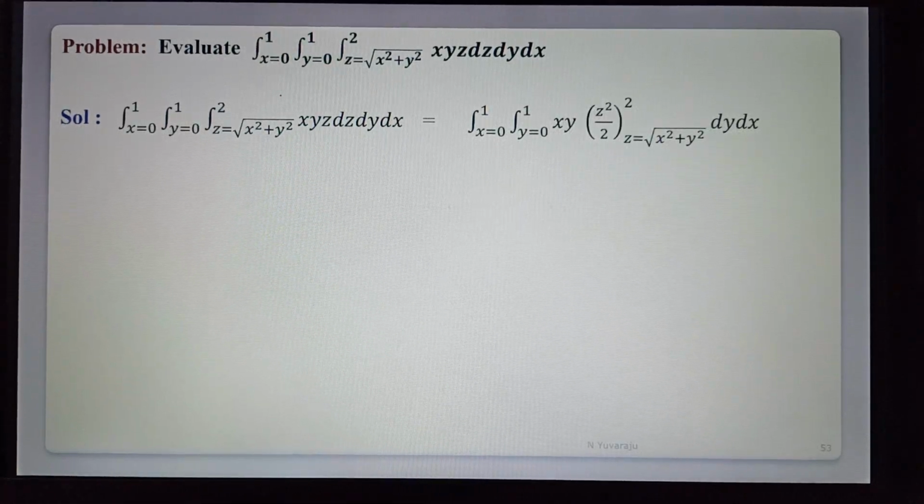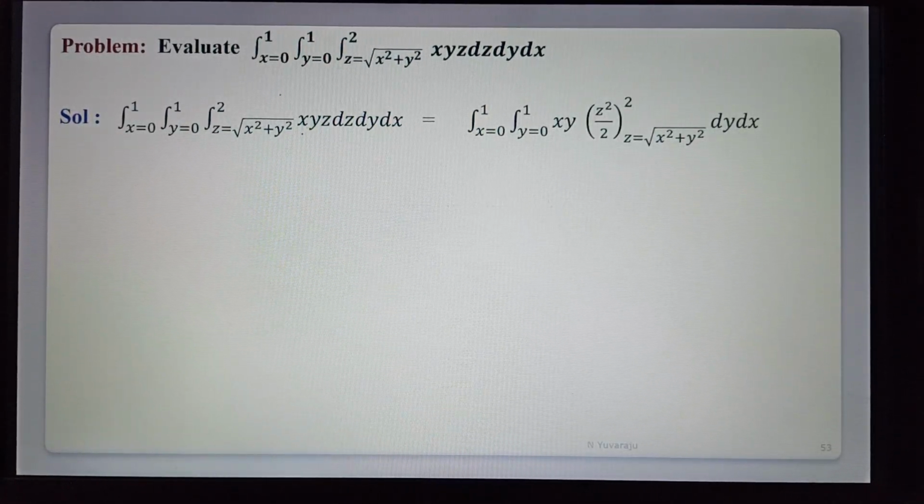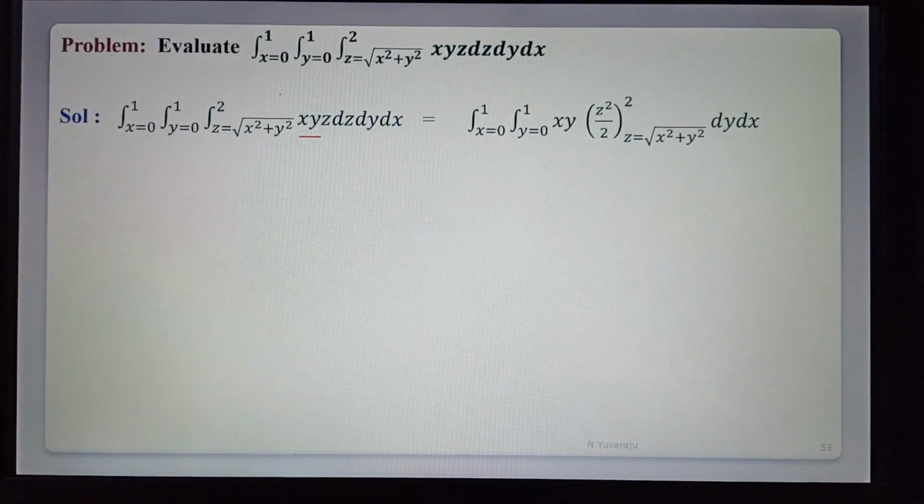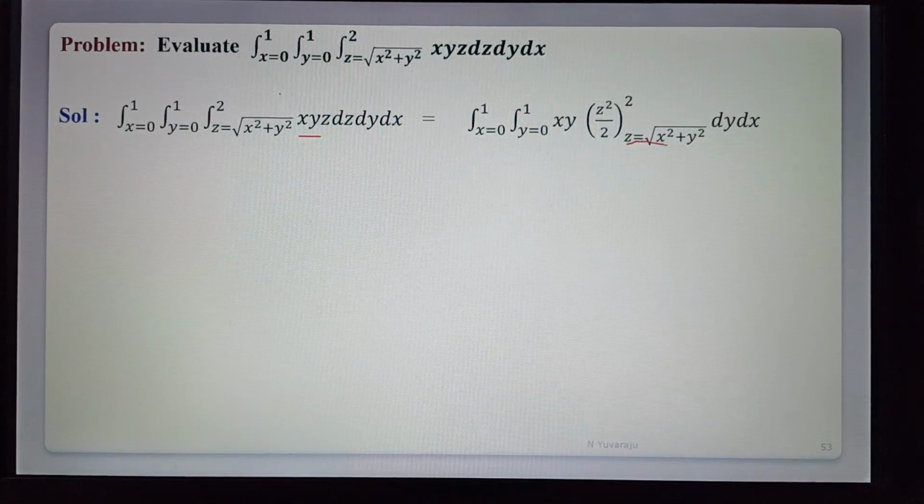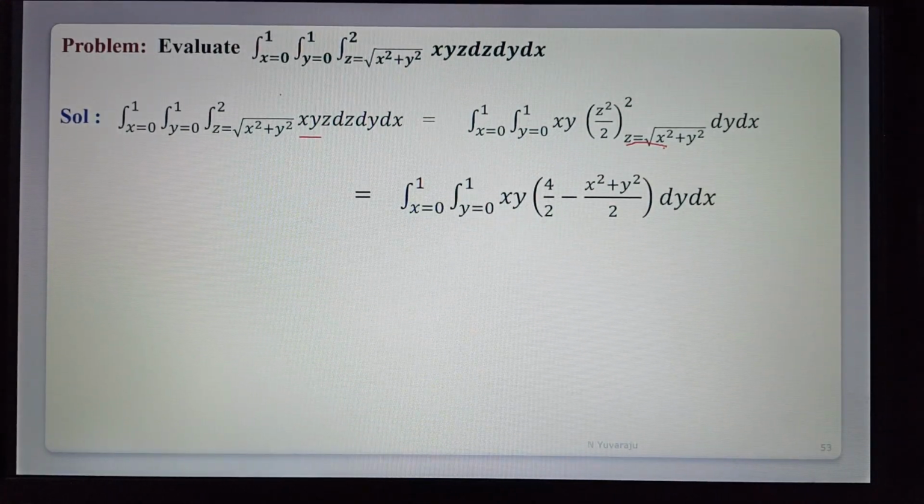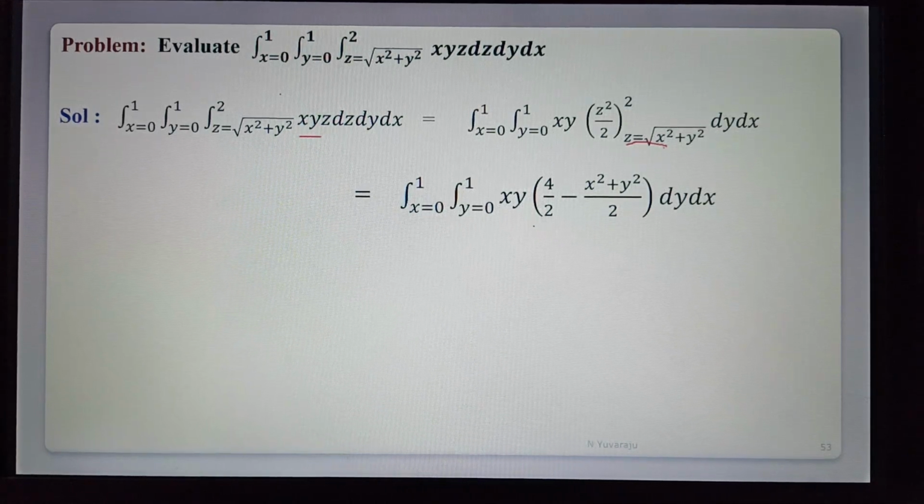The function is x y z. First with respect to z, treating x, y as constants: x y times the integral of z square by 2, with z from square root of x square plus y square to 2, dy dx. That equals the integral with x from 0 to 1, y from 0 to 1 of x y times, substituting, 4 by 2 minus the lower limit, where squaring cancels the root, x square plus y square by 2.